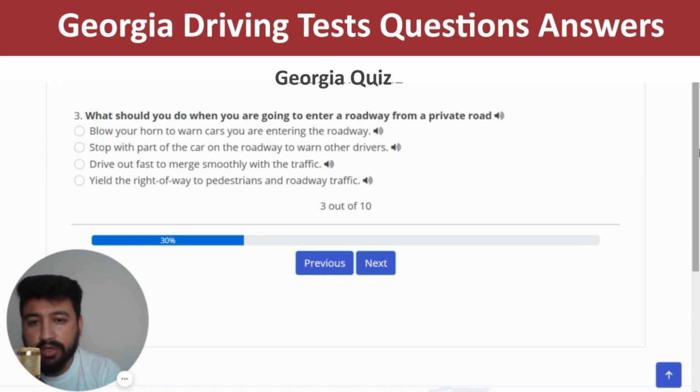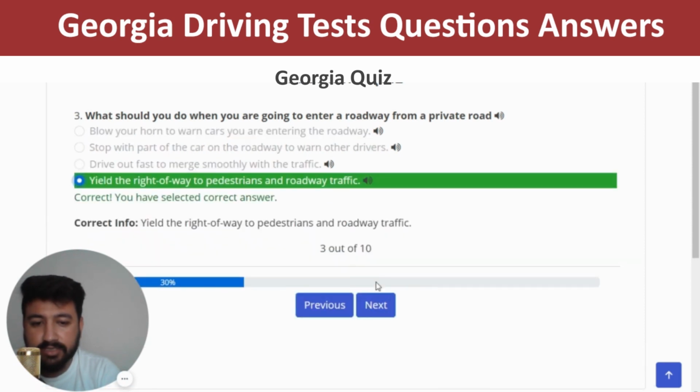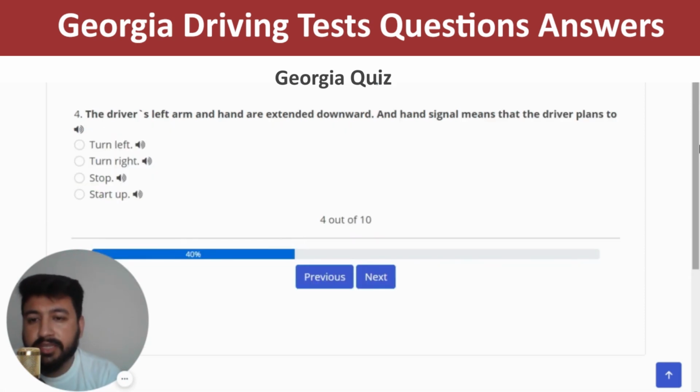What should you do when you are going to enter a roadway from a private road? The right answer of this question is yield the right of way to pedestrians and roadway traffic. So I'm going to click on the last option, which should be the right one. Yeah, this is the correct one. And next.